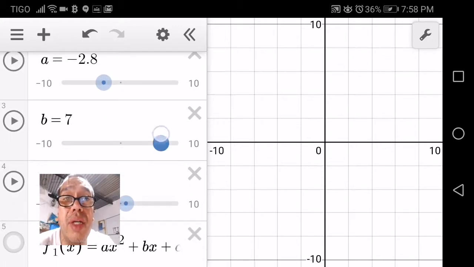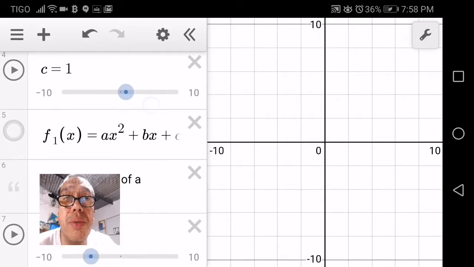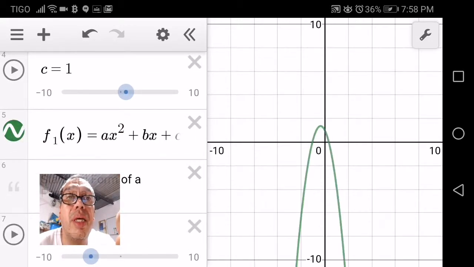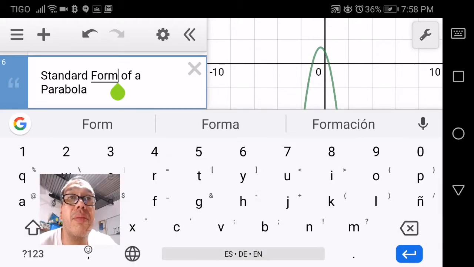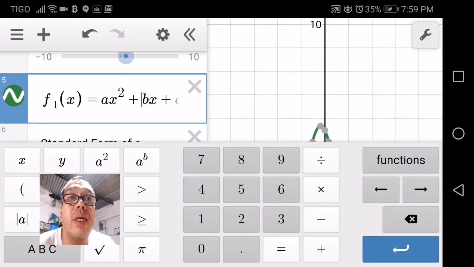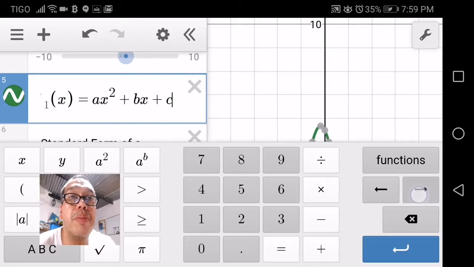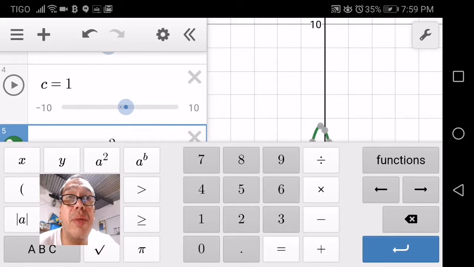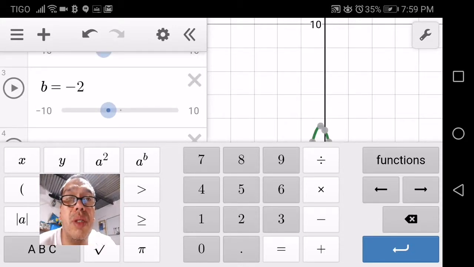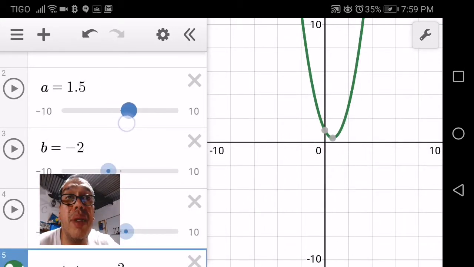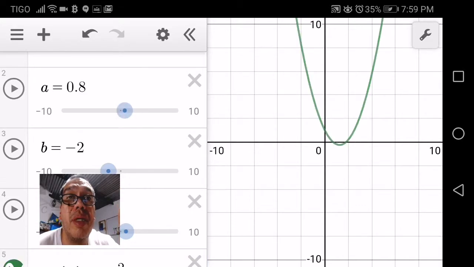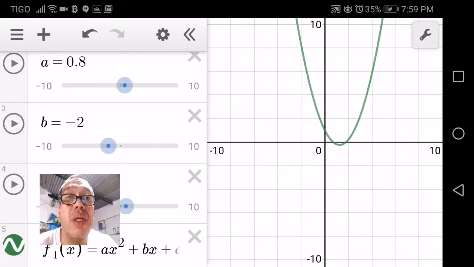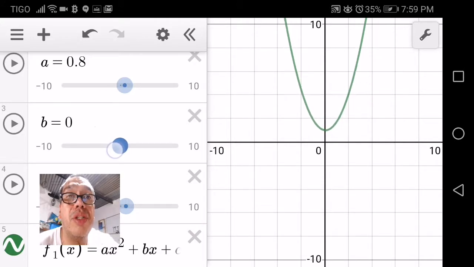So here I have a nice parabola for you. When you have a parabola like this, ax squared plus bx plus c, we say that that parabola is in general form. Just for commodity's sake, I applied some parameters to it. Now you can see, of course, that these parameters might be changing.